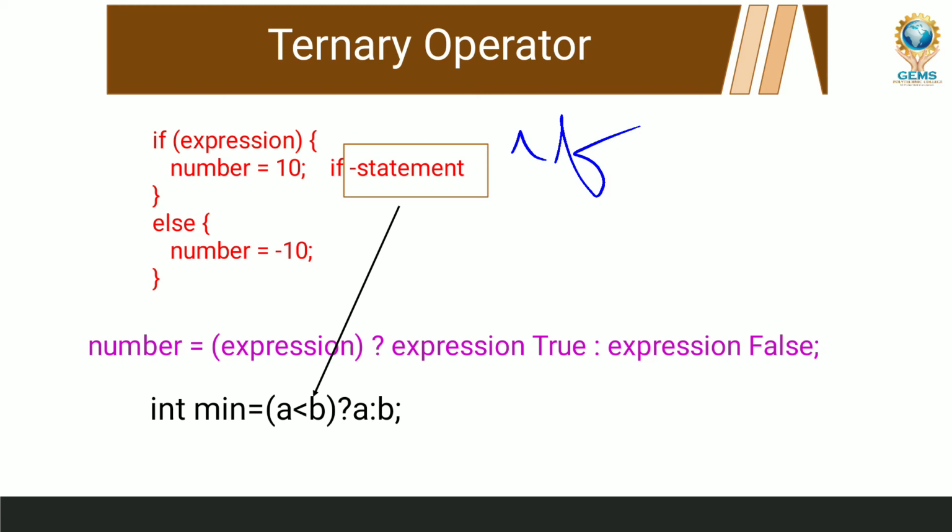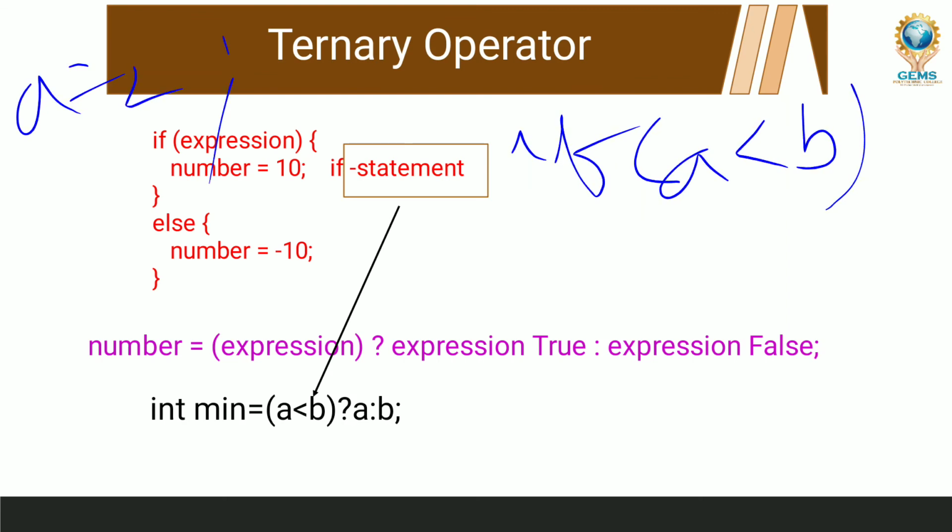In the if else statement, look here, an expression is given. If a less than b, just imagine a value is 2 and b value is 3, okay? We are putting one condition here. What is that? a less than b. Yes, it's true, because a value is 2 and b value is 3, so a less than b, that's good.